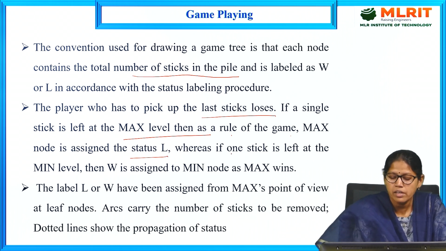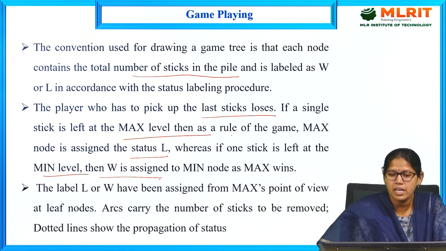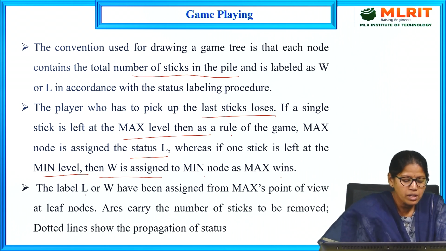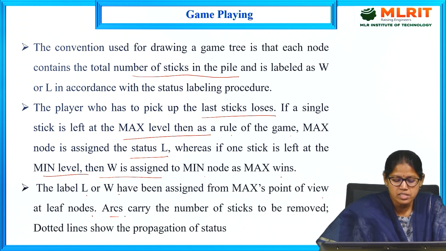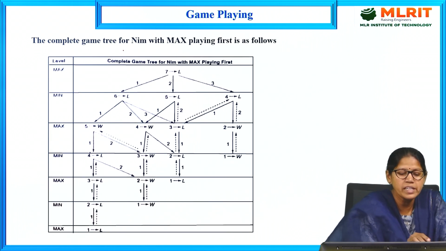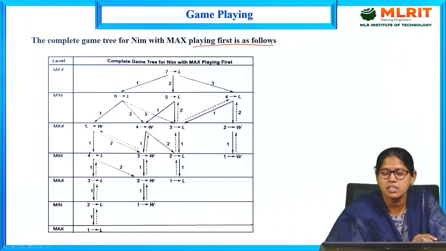Whereas if one stick is left at the min level, then W is assigned to the min node, as max wins. The labels L or W have been assigned from the max point of view at the leaf nodes. Arcs carry the number of sticks to be removed. Dotted lines show the propagation of the status. Let's see the complete game tree for NIM with max playing first, as follows.